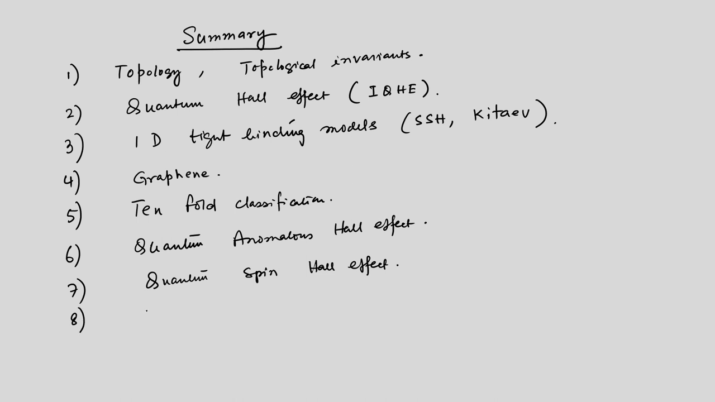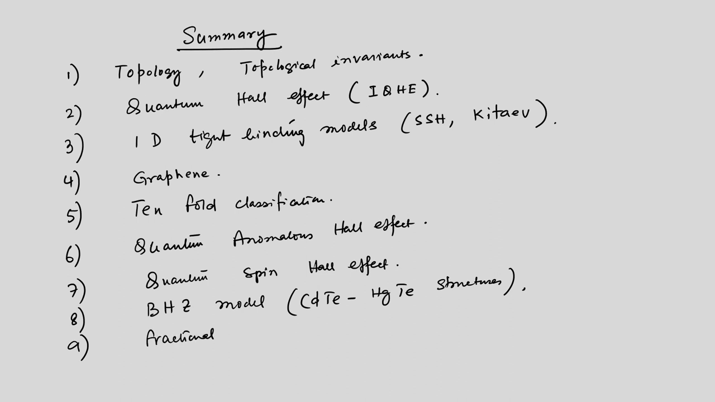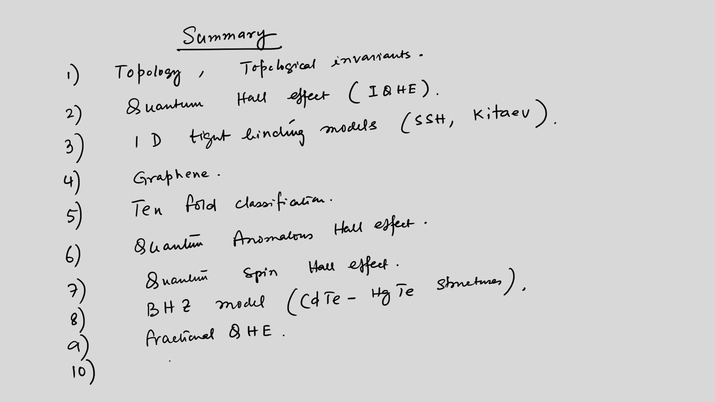Then we have done the BHZ model, which is a model for the CdTe/HgTe structures. Then we have done the fractional quantum Hall effect and showed how the fractional quantum liquid, which is like a cold plasma, has a topological implication. There is a certain kind of statistics that's valid in 2D, which is relevant for this discussion of the fractional quantum Hall effect. And then briefly, we have looked at 3D topological insulators.